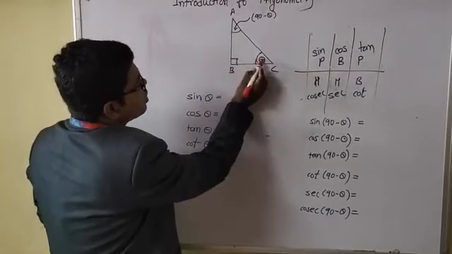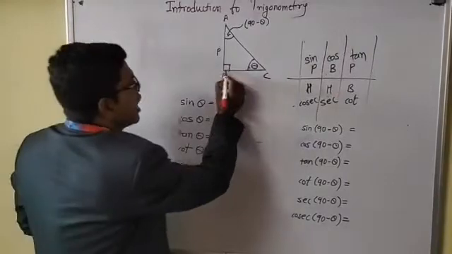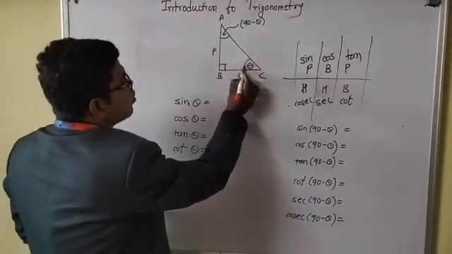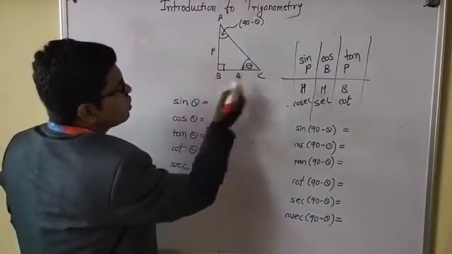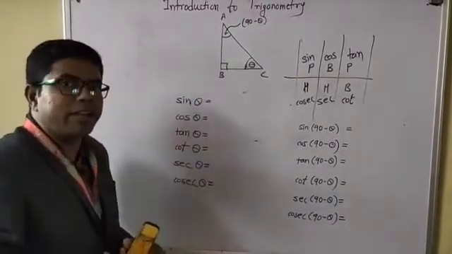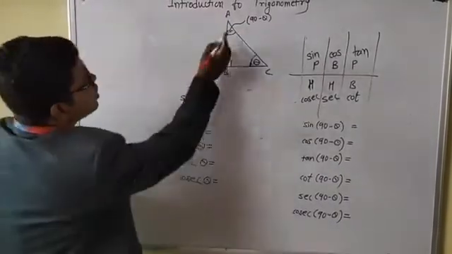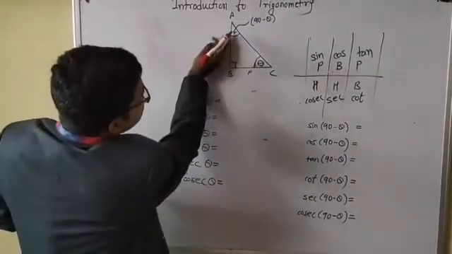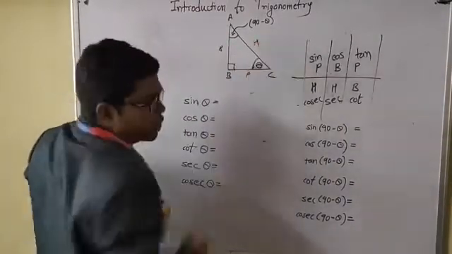Now side AB, which is opposite to angle theta, we will call a perpendicular. The side which is adjacent to angle theta, we will call a base. Okay? If we are writing trigonometric ratios for angle theta, then the side opposite to it will be perpendicular, and the side adjacent to it will be base. And if we are writing trigonometric ratios for angle 90 minus theta, or angle A, then the side opposite to it you have to consider as perpendicular, and the side adjacent to it you will have to consider as a base, and AC is of course the hypotenuse.